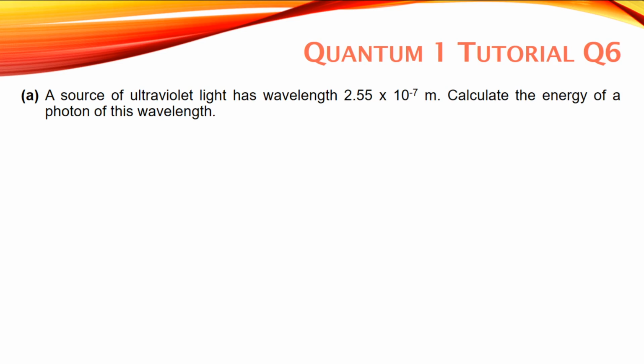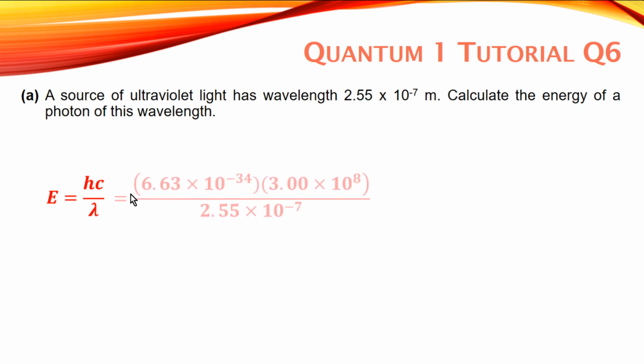Okay, Quantum 1 tutorial question number 6. Part A. A source of ultraviolet light has wavelength 2.55 times 10 to the power minus 7 meters. Calculate the energy of a photon of this wavelength. Well, the energy of a photon is given by this formula, E equals hc over lambda.